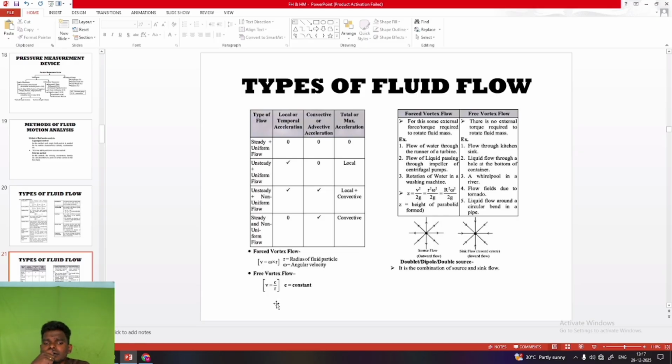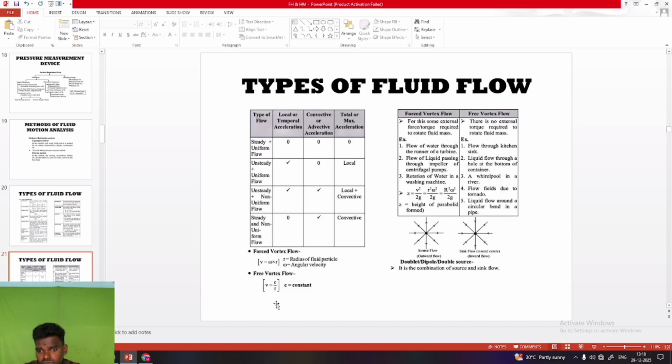Here we see a comparison between forced vortex flow and free vortex flow. For forced vortex, some external force or torque is required to rotate the fluid mass. For free vortex, there is no external torque required to rotate the fluid mass. Example: flow of water through the runner of a turbine.